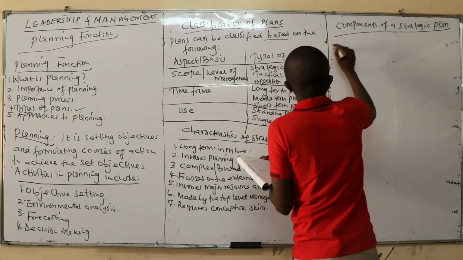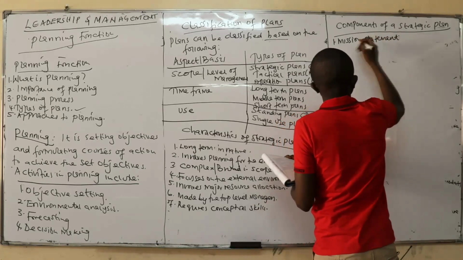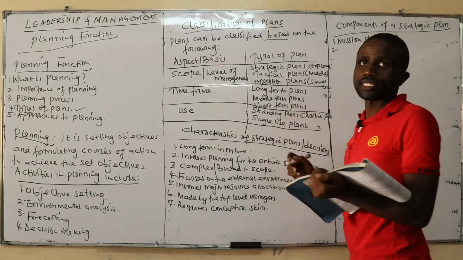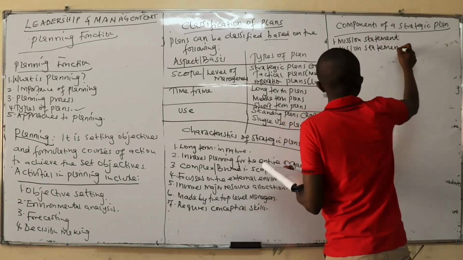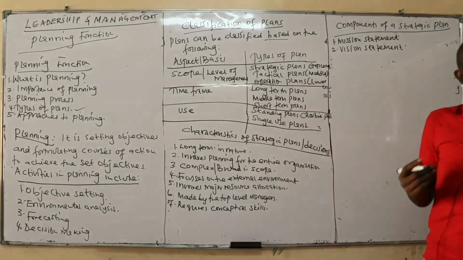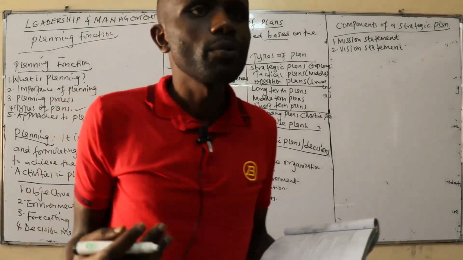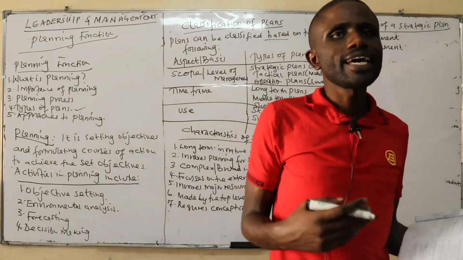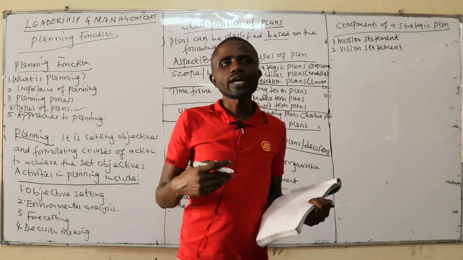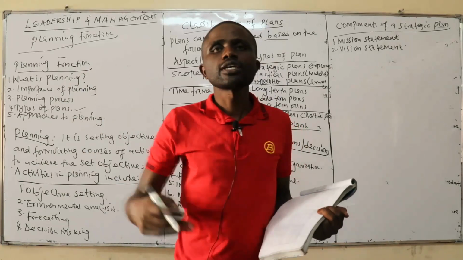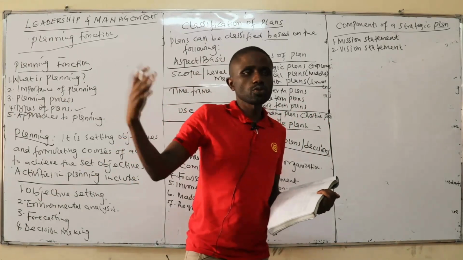One of it is mission statement. Two, you have to have the mission statement in the strategic plan. Vision statement. A mission statement answers the question: why do we exist? And what about the vision statement? Where do you want to be? Are you together? So vision is where you want to arrive. Mission, what are you doing to arrive there? To achieve the vision.